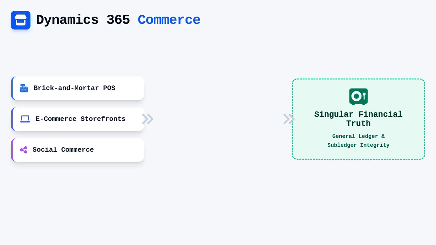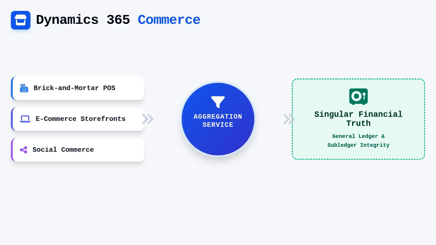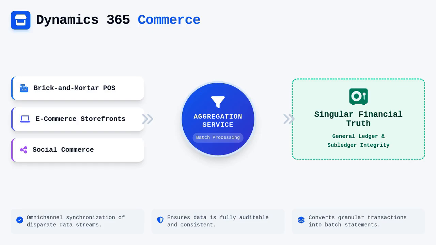Dynamics 365 Commerce addresses this by acting as an intermediary service, aggregating individual transactions before they are processed as batch statements. This aggregation is not merely for tidy reporting, but is a foundational requirement for subledger integrity. By centralizing the management of these channels, the system ensures that the financial data remains auditable and consistent, regardless of whether a purchase originated from a physical shelf or a digital cart.